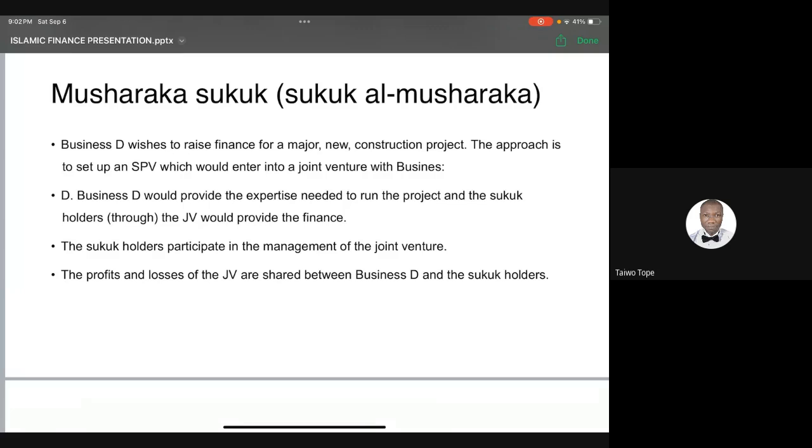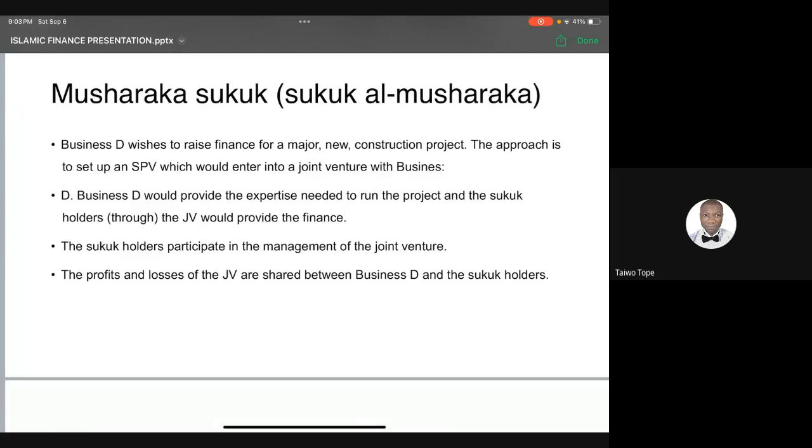In the previous scenario we spoke about, there is no joint venture. They don't have any collaboration of investors. But in this particular sukuk, there is collaboration of investors, not just one investor. There are two investors coming together to form a joint venture to finance the project for business D. Then when they finance that project, business D will give them a collateral, in other words, will issue them a sukuk certificate.